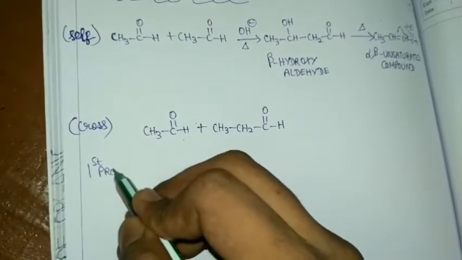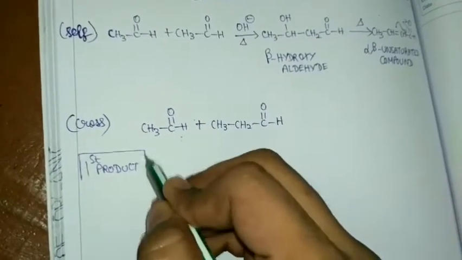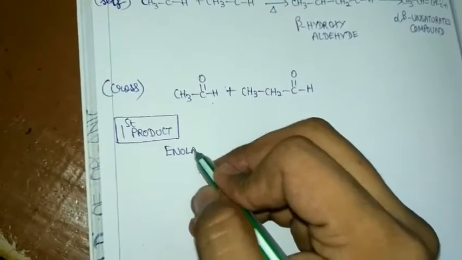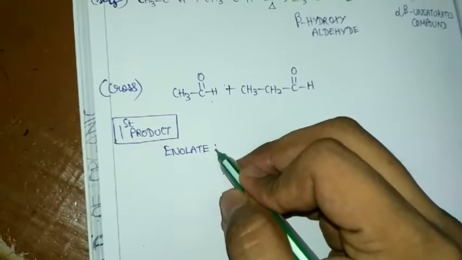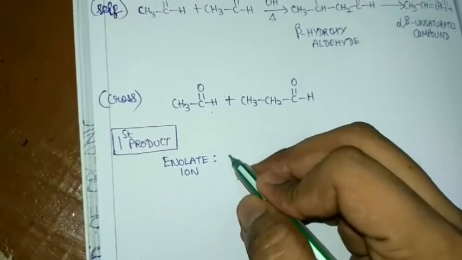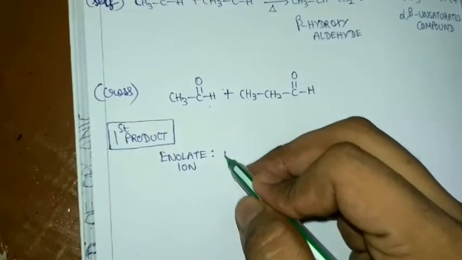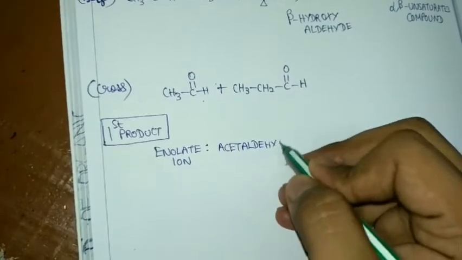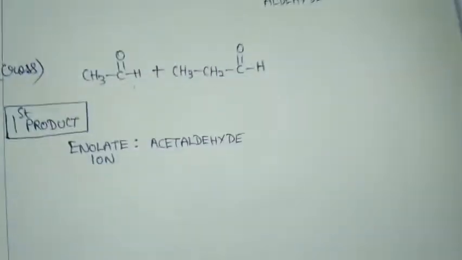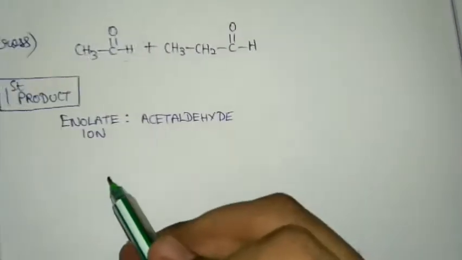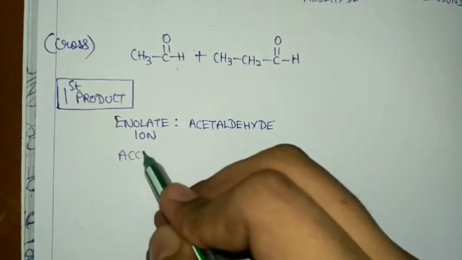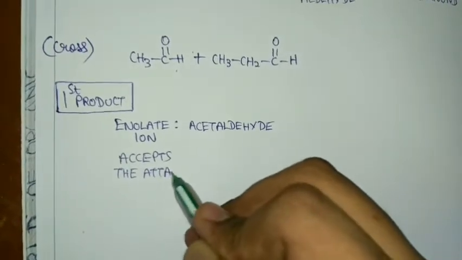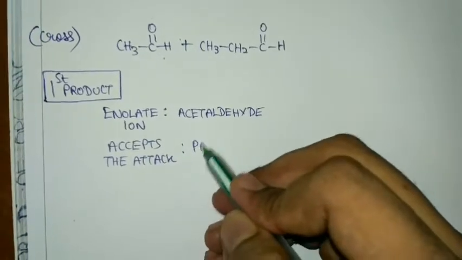First product: I'll write here, the enolate ion is from acetaldehyde. Do you understand what this is? This means acetaldehyde will form the enolate ion. Okay, so propanaldehyde accepts the attack. This is propanaldehyde.